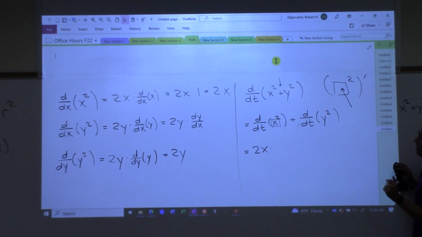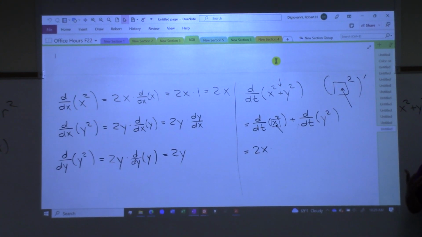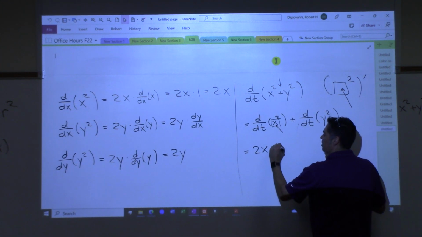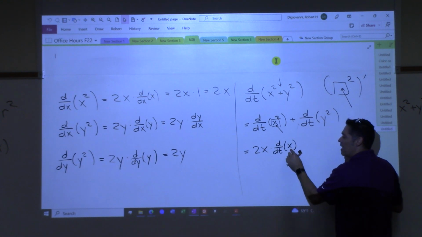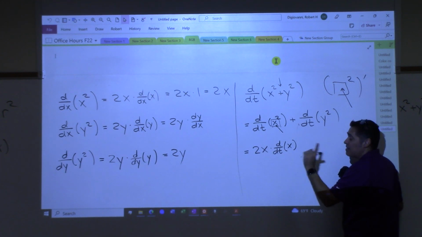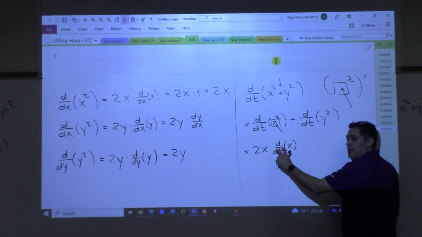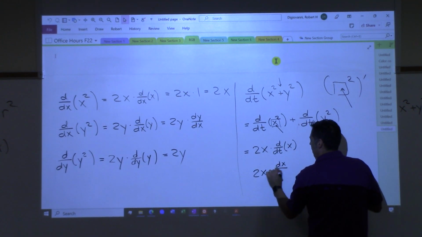Yes? Okay, so now I need to take the derivative of x. Normally, we would say the derivative of x is just 1. But we're differentiating not with respect to x, we're differentiating with respect to t. So we're saying, what's the derivative with respect to t of x? That doesn't turn into 1. That's just whatever dx dt is. I don't know what it is. But it's not 1 because this is an x here and that's not an x there. If these are both x's, this turns into 1. But if they're different, then it just turns into dx dt.